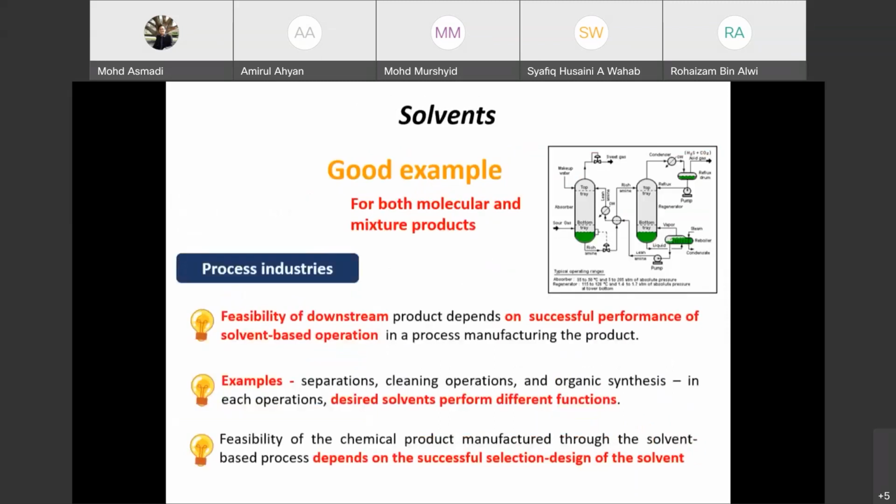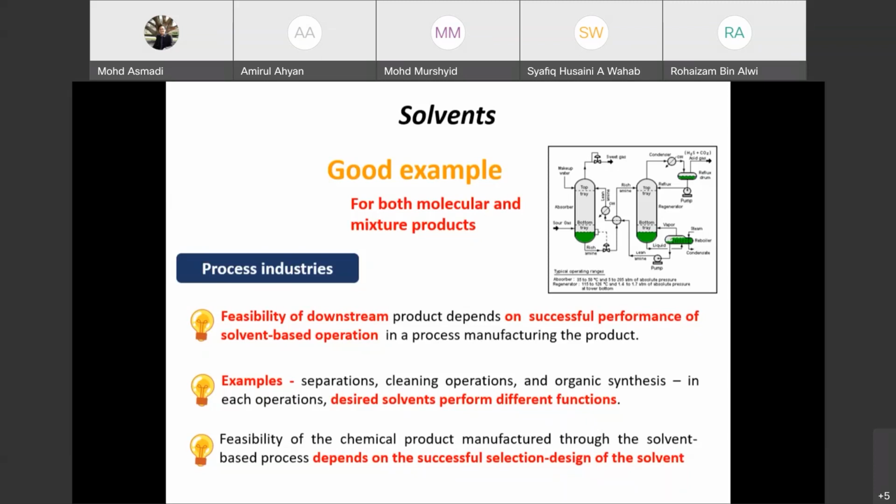Okay. So let's see for the solvent. Okay. This is one of the good examples of both molecular and also mixture products. So kalau awak tengok gambar yang sebelah kanan tu, kita panggil separator lah, a type of separator. This is a distillation. Top tray and bottom tray.